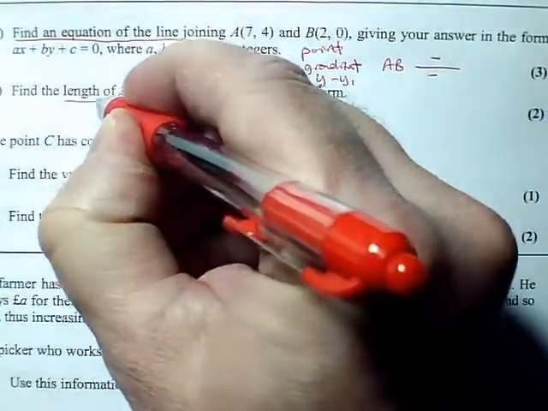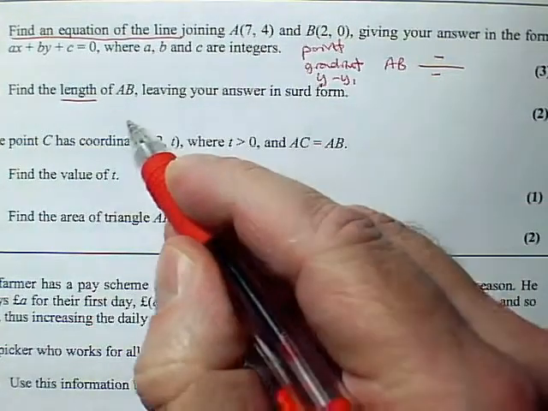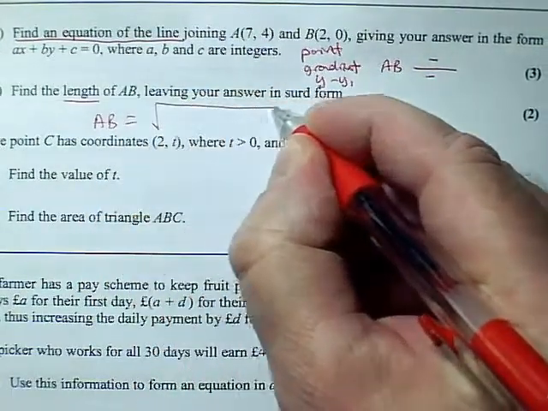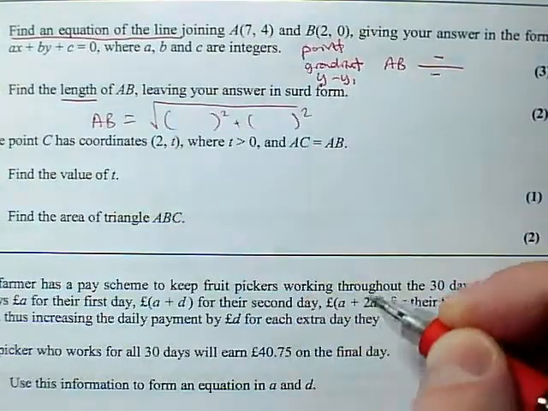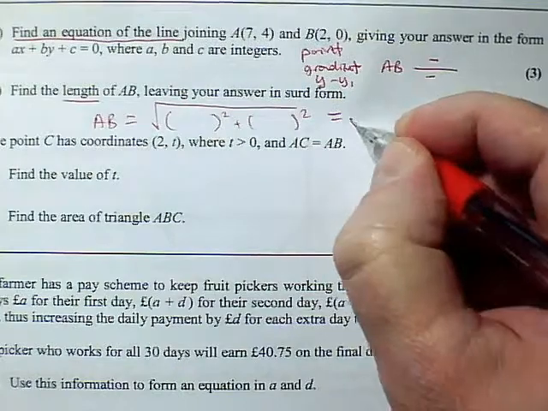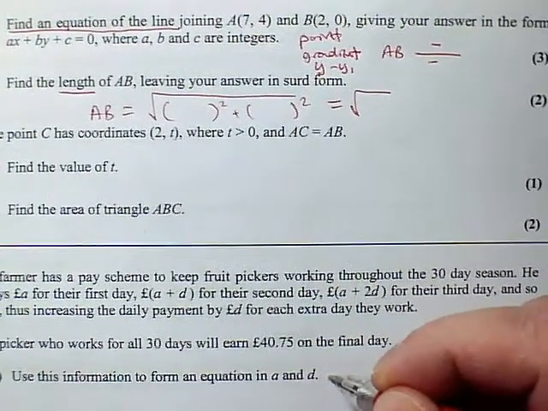Now I've got to find the length of AB. Well, we've used the 2-point method for gradient here. We now need the 2-point method for length. So AB is going to equal a square root of a squared bracket plus another squared bracket. Get the details right here. Leave your answer in surd form. So work it all out, square root of something, simplify the surd if it does simplify, and that's your answer.